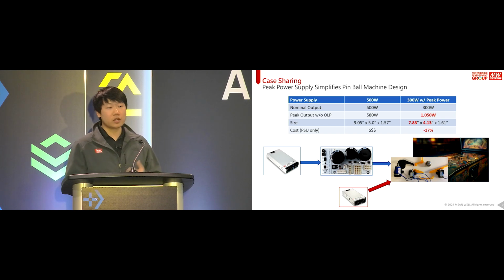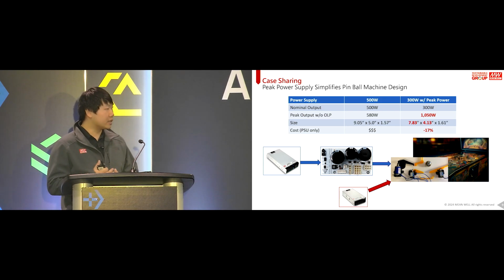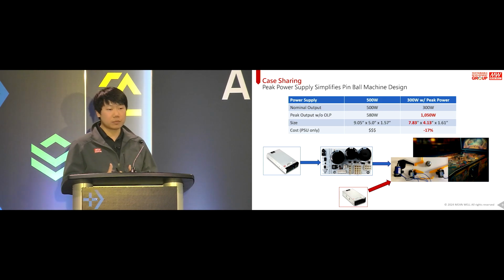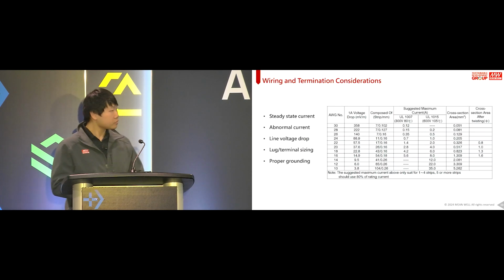So in comparison, the 300 watt power supply with peak power, the peak power output with OLP, is rated up to 1,050 watts. And in terms of sizing, because it is technically a 300 watt power supply, it is much smaller in comparison to the 500 watt power supply, and the cost is much less as well. So just for the Mean Well's cost, right? The cost is roughly 18% lower than the 500 watt, and it has all the added features. And the customer was also able to eliminate the need for the external capacitor boards.